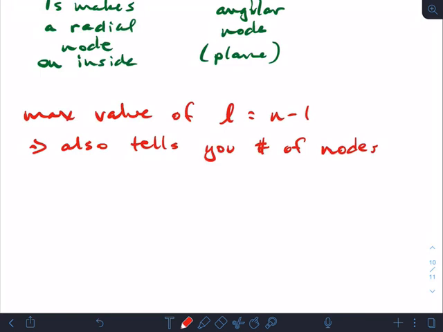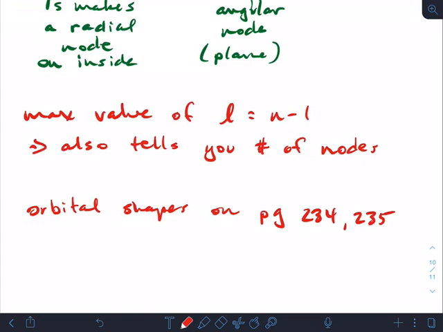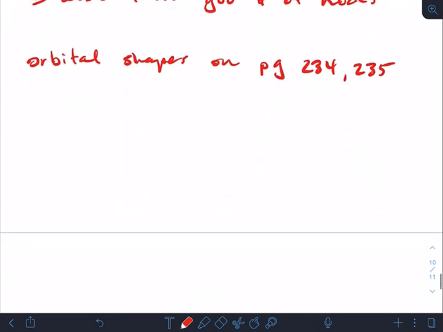Let me see if I can find them. All right, so your textbook has some images of orbital shapes on pages 234 and 235. Right, and it doesn't even bother trying to show the f orbitals, but you can Google that business because they get a little crazy. All right.